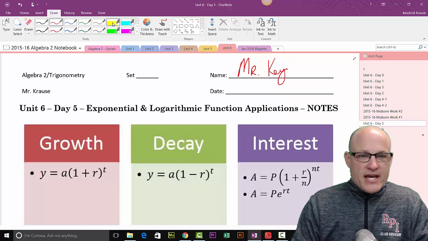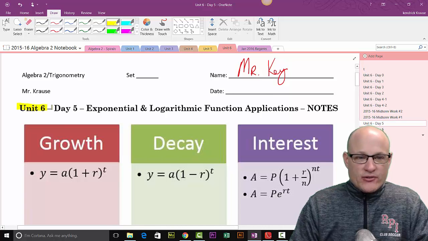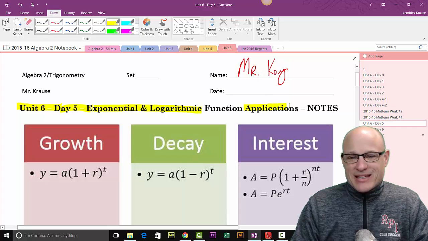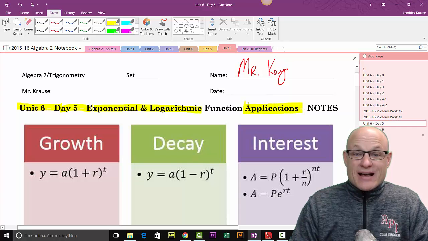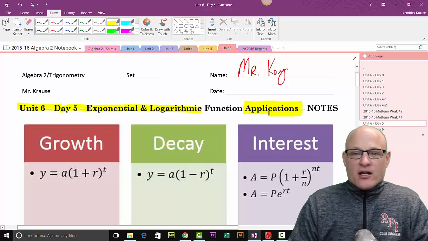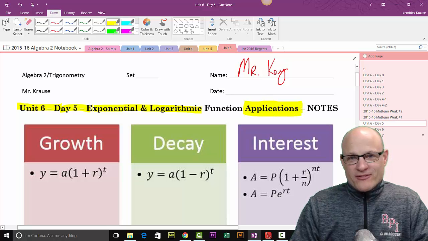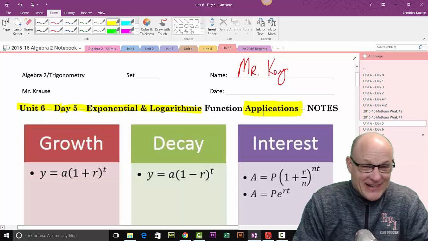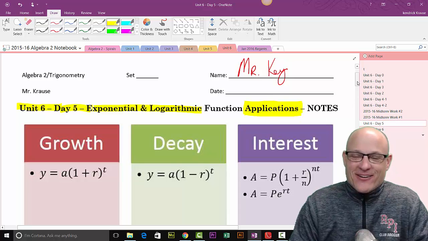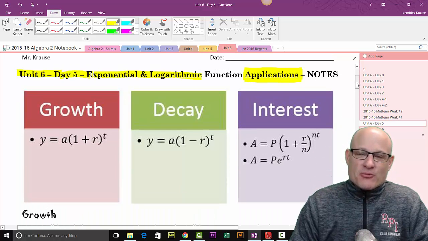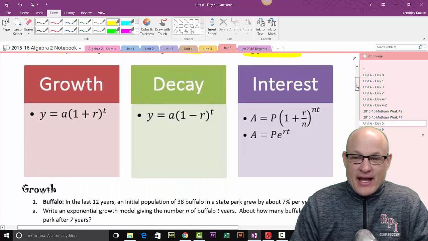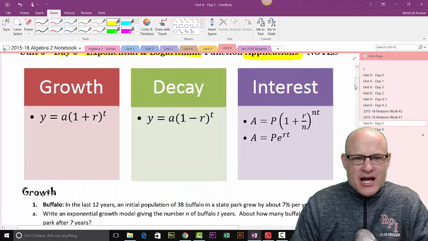Anyway, so today we're going to be discussing Unit 6, Day 5, Exponential Logarithmics Applications, otherwise known as fun word problems. It's so exciting, word problems. Because of course math wouldn't be fun unless you actually had some kind of way to apply it.